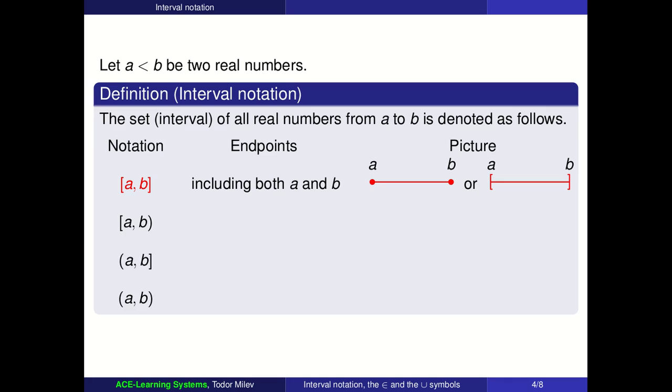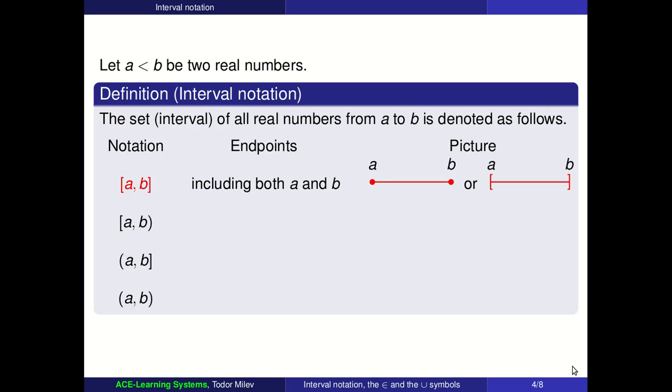First I could take this set, the interval. So this is the number a on the real line, this is the number b on the real line, and I can take all points between a and b, including the endpoint b and including the endpoint a. That set, the interval from a to b, including the right hand point and the left hand point, is denoted as square bracket a comma b close square bracket.